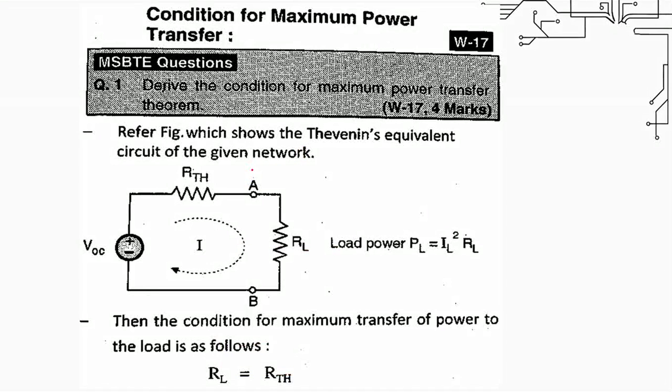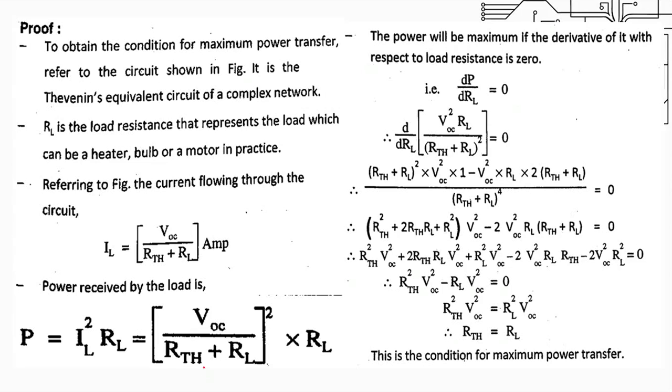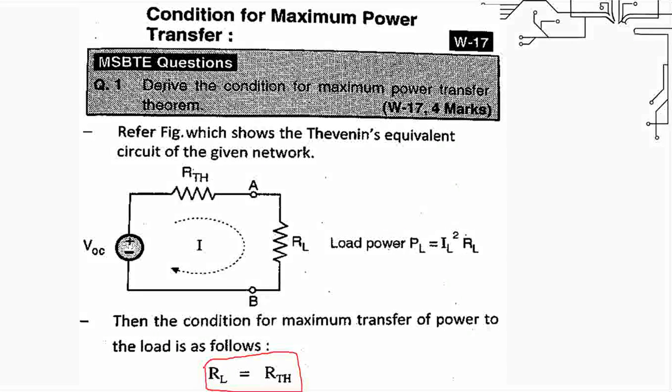So after that we have derived the condition for maximum power transfer. This is a figure of Thevenin's resistance, and we have to prove that RL is equal to RTh. To prove that, this was a proof. To obtain maximum power transfer theorem, we have to refer this circuit. Okay, and the load power formula here is PL is equal to IL square RL. To obtain RL is equal to RTh, we have to rearrange this formula in such a manner that we have to put the value of IL square here.